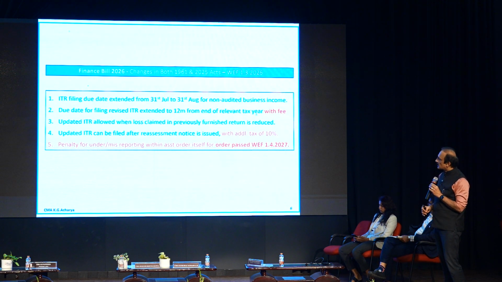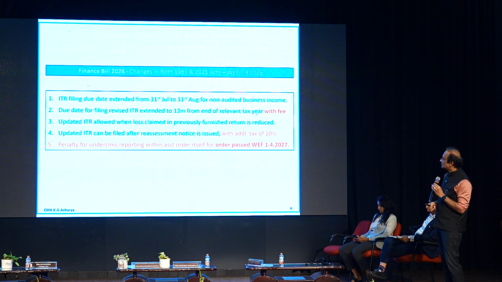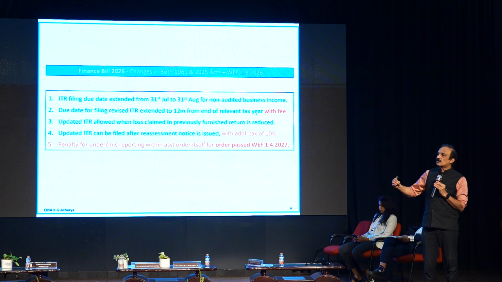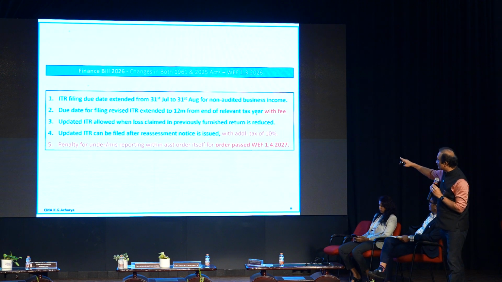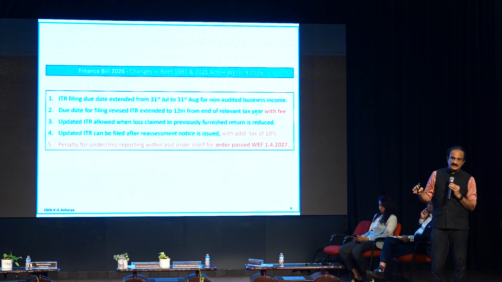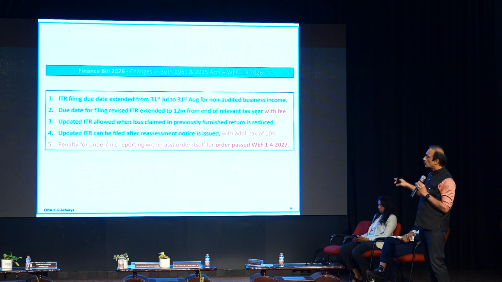Updated ITR can be filed after a reassessment notice is issued by paying an additional income tax, and penalty for under or misreporting within the assessment order itself. This is very dangerous. The assessment orders that used to come, they used to say that the penalty order will be issued separately. So from now onwards, for orders issued from 1/4/2027, the order itself will say what is the additional penalty that I have to pay. This has got changed both in the 1961 Act and the 2025 Act.